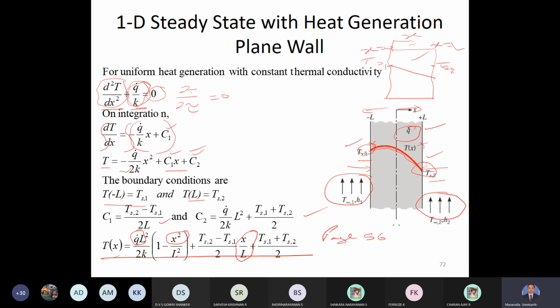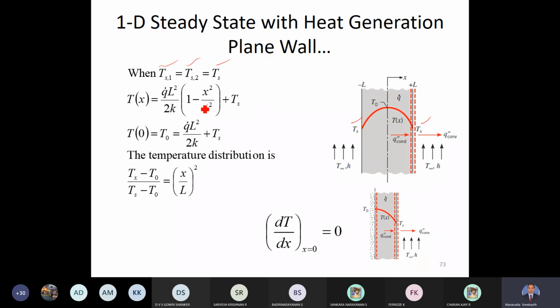What we have to do is, in this equation, substitute Ts1 and Ts2 as Ts. Since Ts1 and Ts2 are the same, this term will go, so the entire term will be 0, and (Ts1 plus Ts2) by 2 will be simply Ts, because Ts plus Ts, that is 2Ts by 2, is simply Ts. So you will have this term and this term. So the temperature distribution inside a plane wall with equal wall temperatures with heat generation is this equation. This term takes care of the heat generation, and this one is the wall temperature. Again, you can see there is x square, which makes it non-linear.